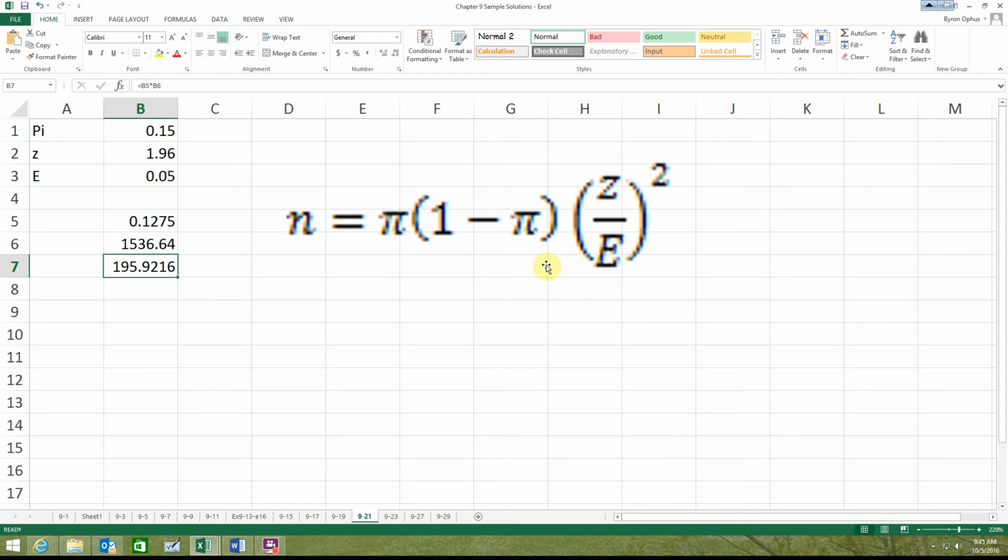1543, and then having nothing there is the same as multiplying, so really I just need to multiply those two, so it's just equal to times this. So I need a sample size of 195.9. Again, I'd round up, and I would say that my sample size should be 196. Okay, there you have it. Again, relatively simple.